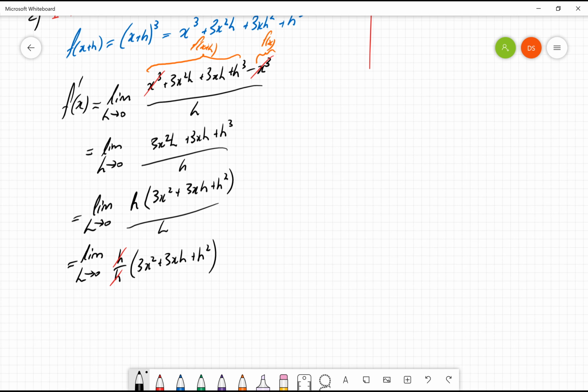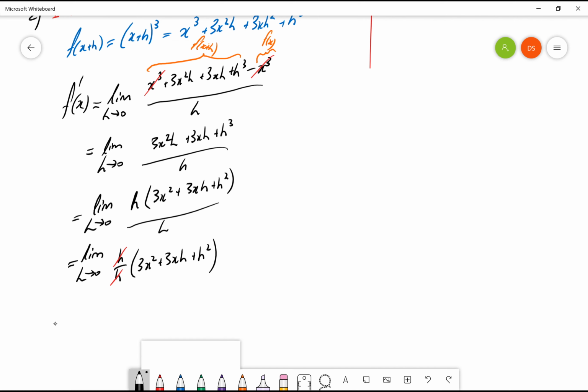And so, finally, because I don't have any issues with h being on the denominator anymore, I've just got to substitute it into this thing here. This is okay to be 0, this is okay to be 0, and so all I'm left with is, no limit, I don't need to write the limit anymore, just 3x squared, which is exactly what I wanted.